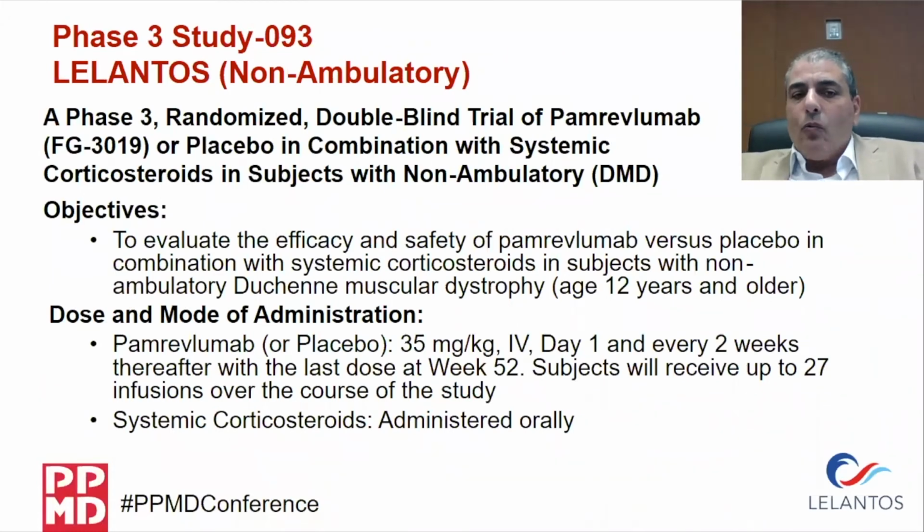So first trial, we are targeting a non-ambulatory patient. It will be a phase 3 randomized double-blinded Pamrevlumab or placebo in combination with systemic steroid. Objective of this trial is to evaluate the efficacy and safety of Pamrevlumab versus placebo in combination with systemic steroid in subjects with non-ambulatory DMD, age 12 and older. Pamrevlumab is given at a dose of 35 milligram per kilogram, intravenous infusion bi-weekly. The duration of the trial is 52 weeks, and we assume the patient will receive 27 infusions over the course of the study. Systemic steroid, of course, is an oral drug.